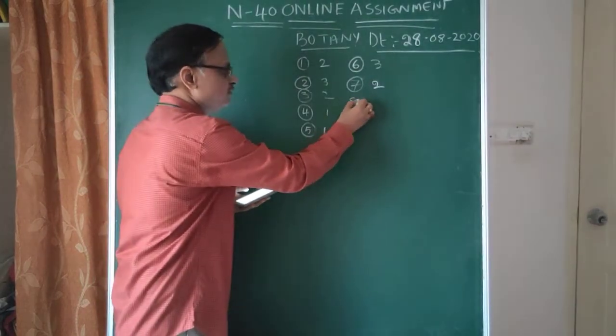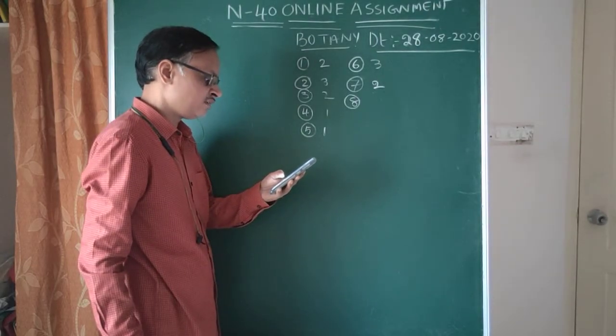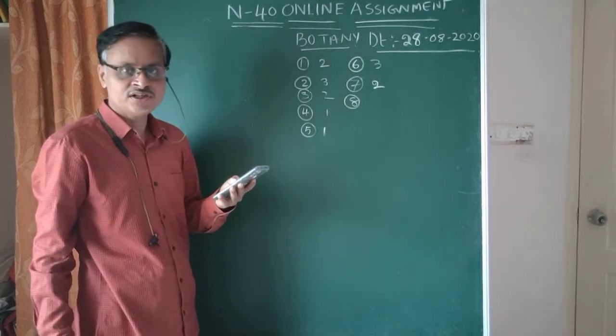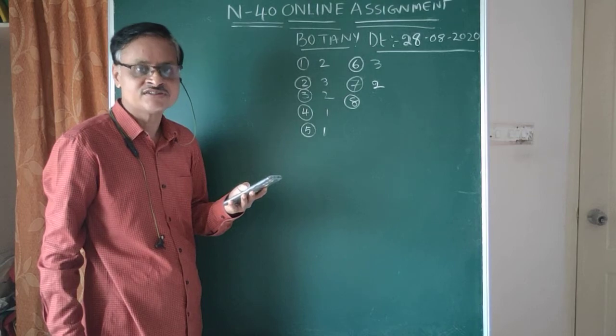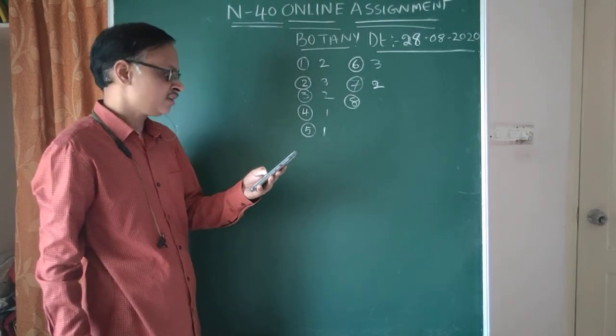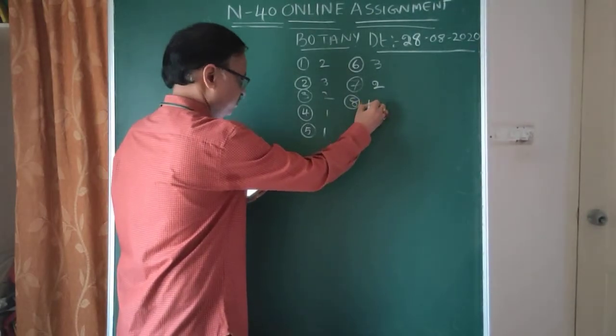Students, 8th question. Which complex is formed by cytochrome A3 and cytochrome A? Cytochrome A3A is also called cytochrome C oxidase or complex 4. Complex 4, cytochrome C oxidase. Fourth option.